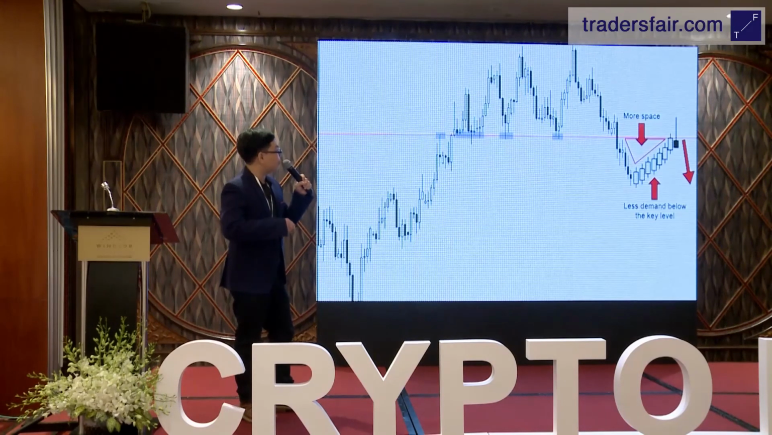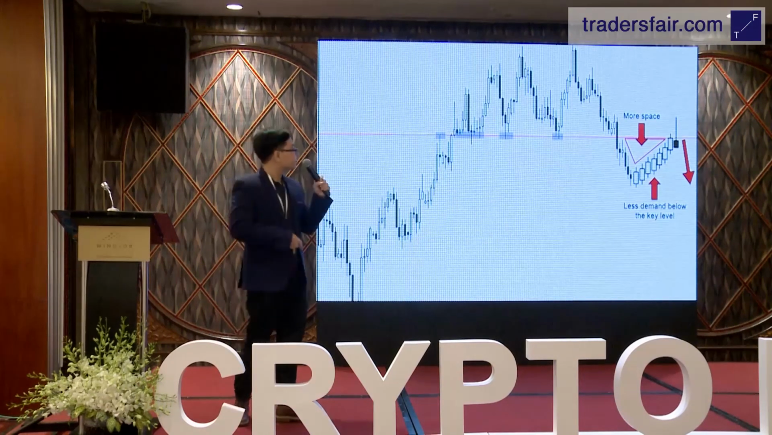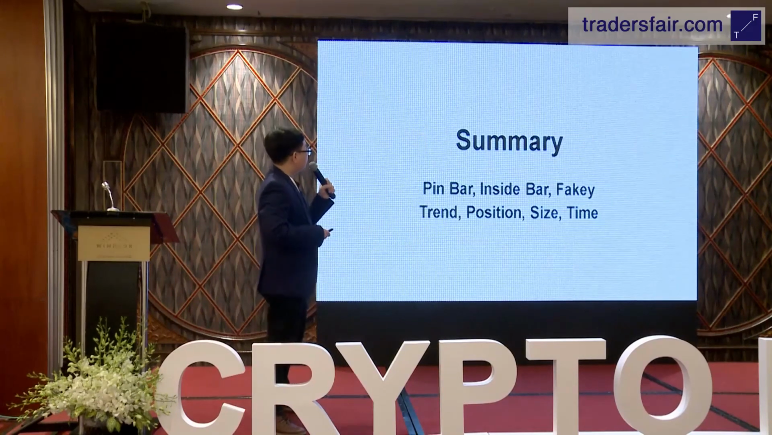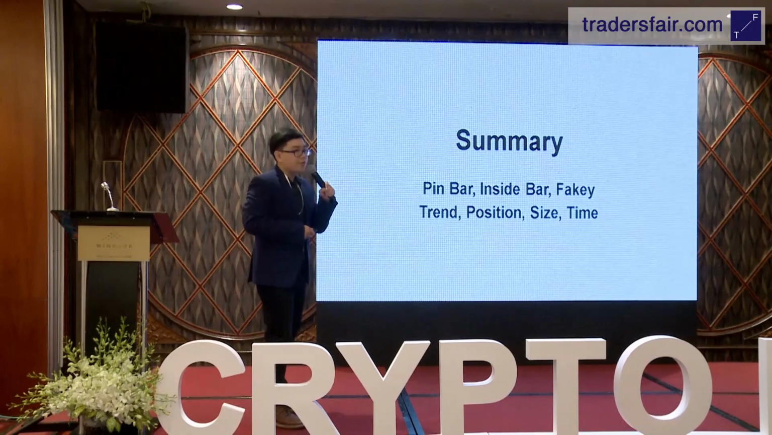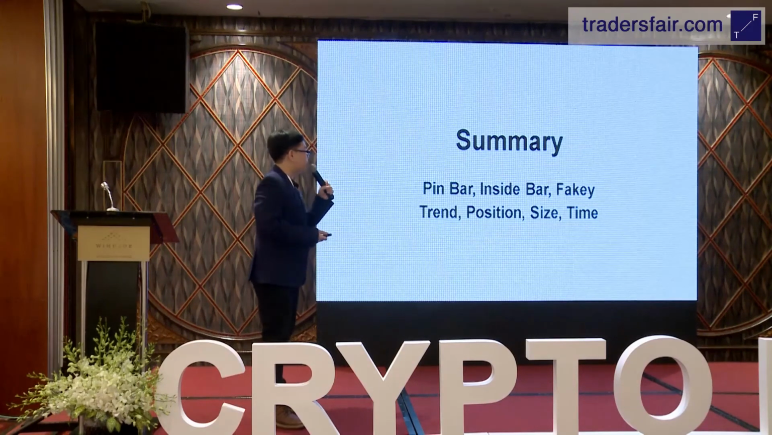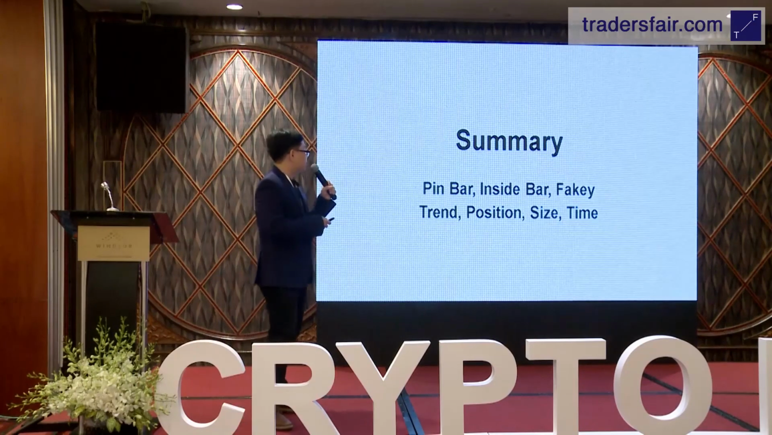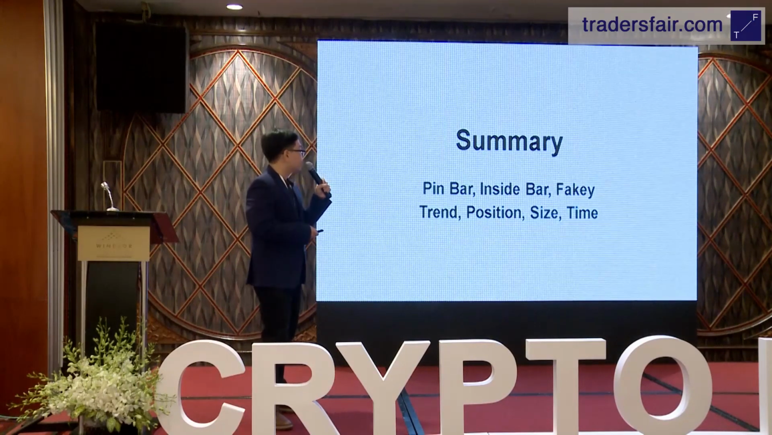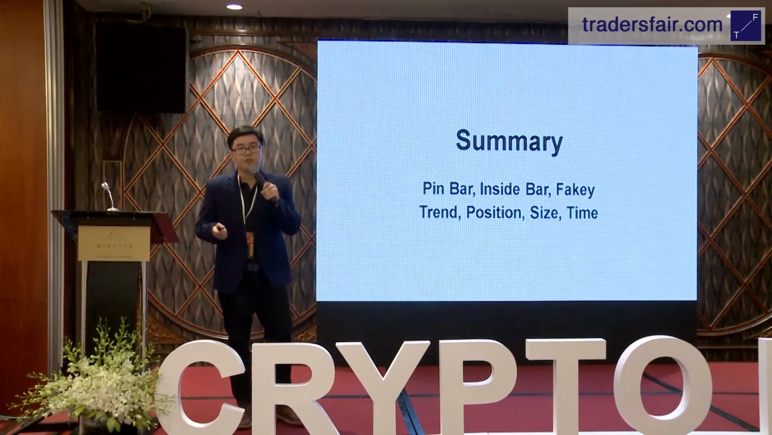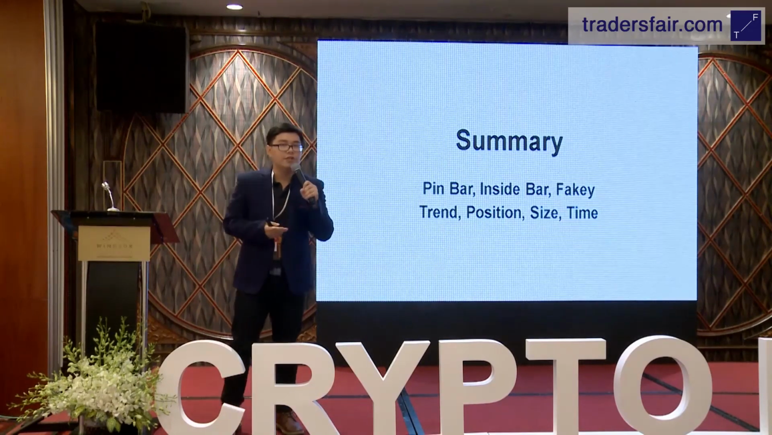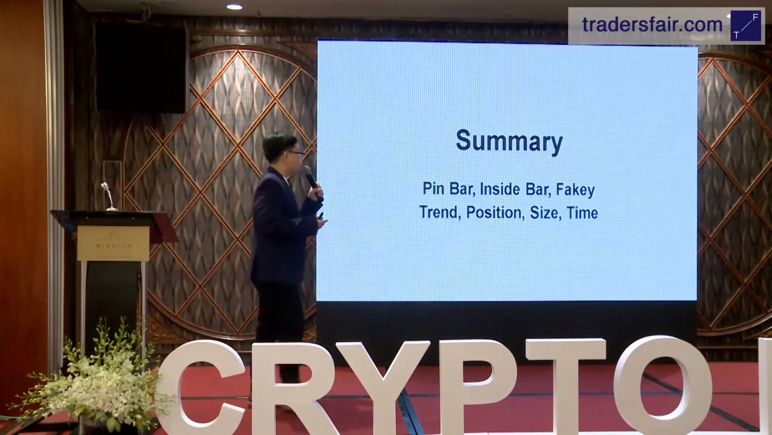Instead, if the market takes longer time below the resistance and we have more space in time here, so this is the bearish pin bar, a very beautiful bearish pin bar we want to trade. So that's it. We have the pin bar, the inside bar, and the fakey pattern. And we add some kind of filters about trend, the position, and size of the patterns, and the time that the market needs to form the price action pattern. So that's enough to trade price action in the crypto market.